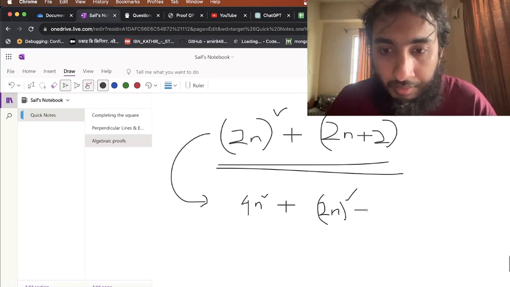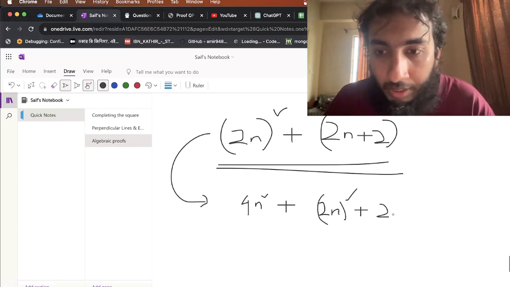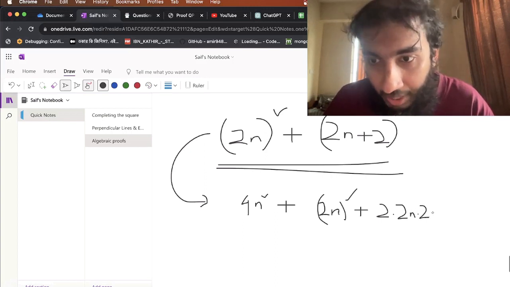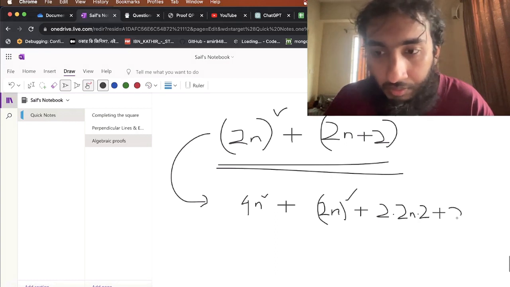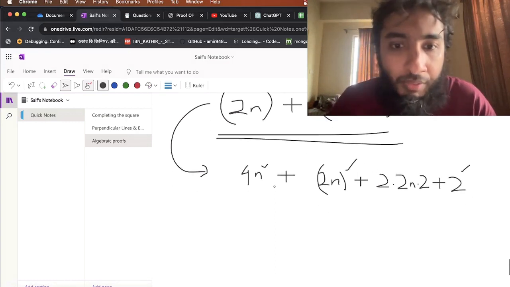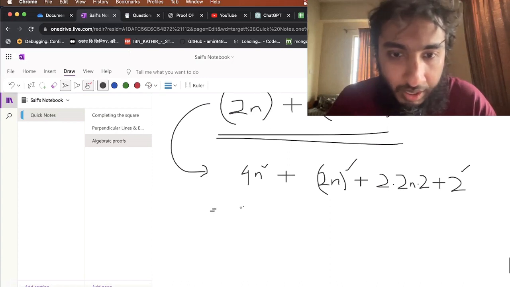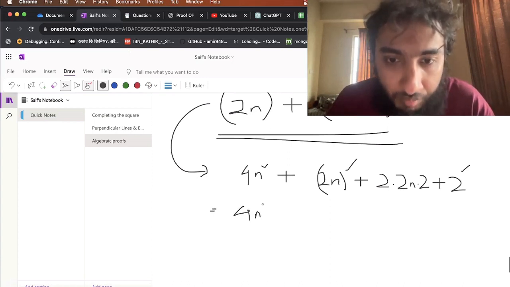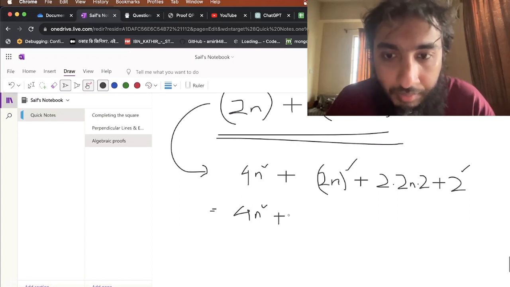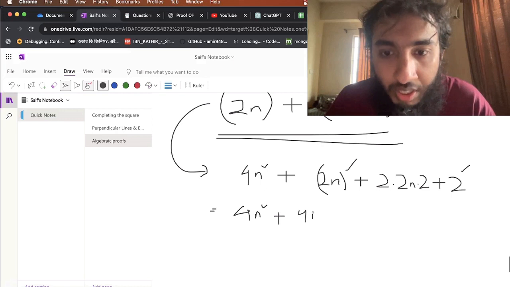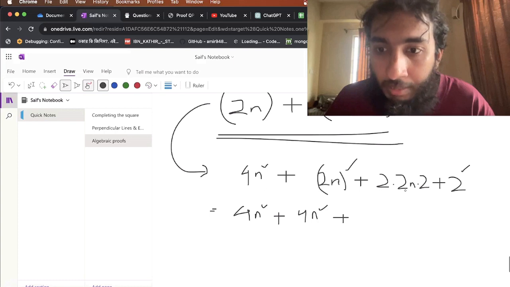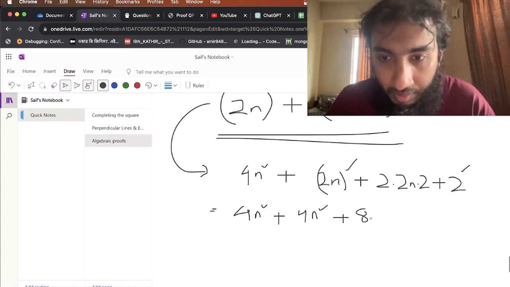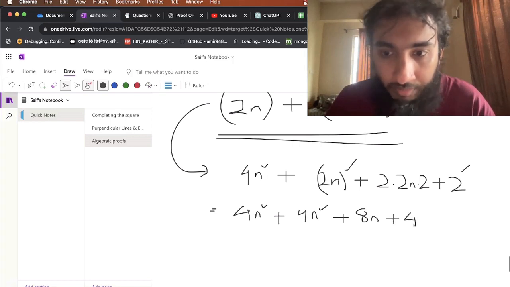plus 2 multiplied by twice n multiplied by 2 plus 2 square. So if we simplify the expression more, it is 4n square plus 4n square, twice n whole square is 4n square, plus 2 multiplied by 2, 4 multiplied by twice n, which is 8n, plus 2 square is 4.